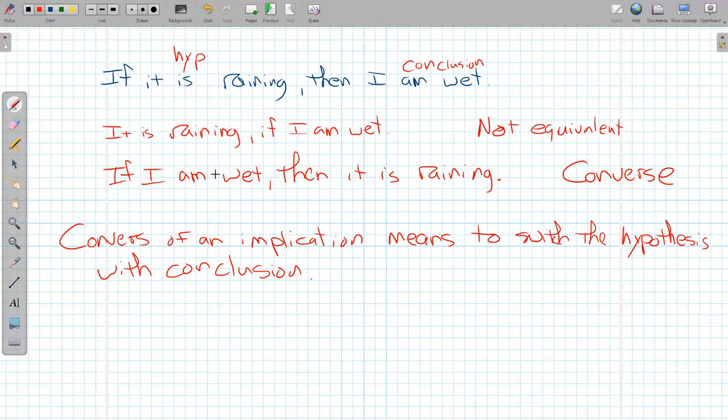So the key when you rewrite it is, if you want it to be equivalent, the if has to stay with the original statement. So if had to go with raining. If I move the if from the raining, then I do change the meaning of the sentence in many contexts. Another way I could reword that blue one is using the word implies instead of if then. So I could say it is raining implies I am wet.